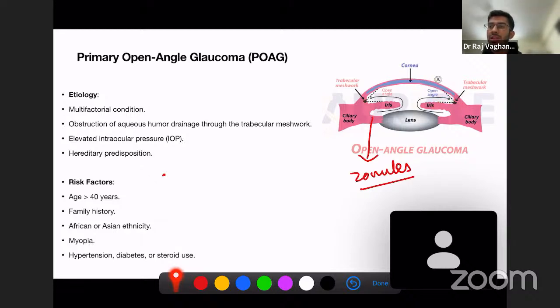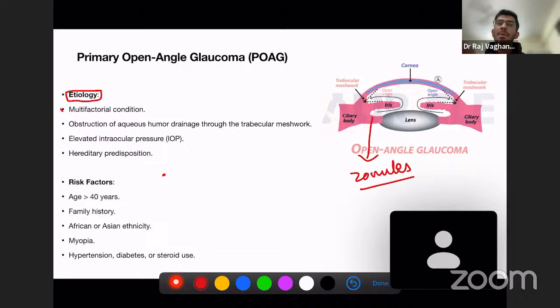This cornea and this trabecular meshwork and this iris. These three things: cornea, trabecular meshwork, and iris. These three things are forming an angle, and this is known as open angle. Now we'll see what happens with this open angle. First of all, we'll discuss the etiology of the primary open angle glaucoma.